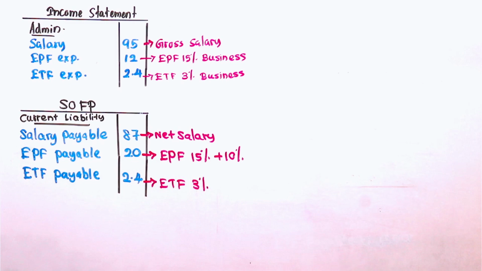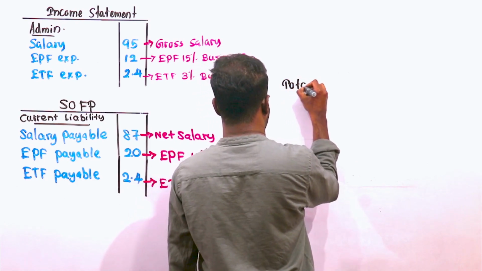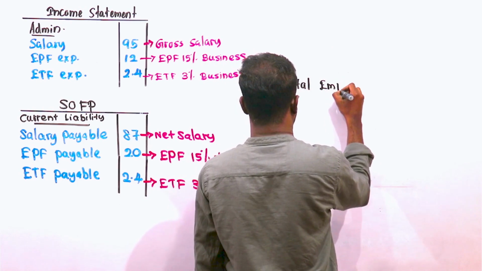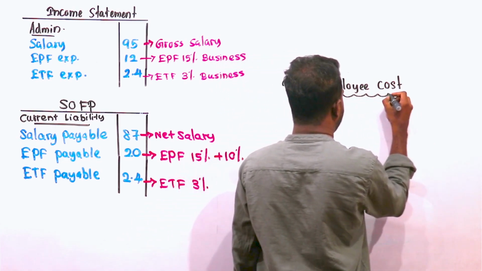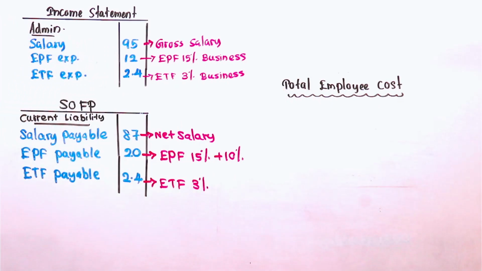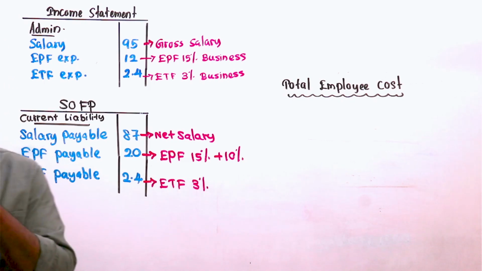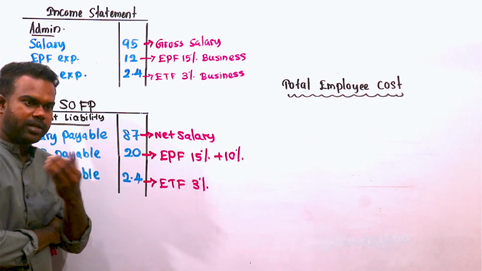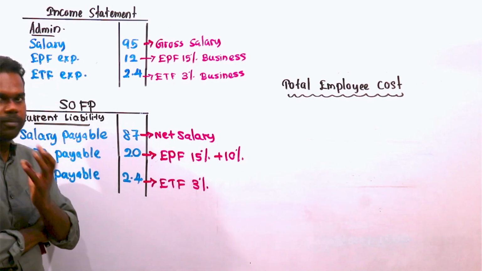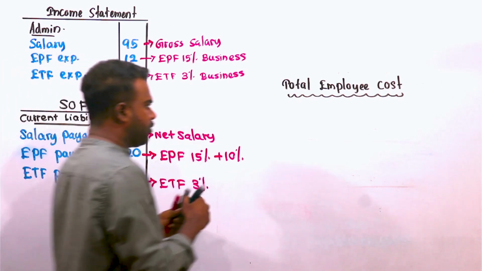Now separately write down the total employee cost. Can anyone tell me how much the total employee cost should be? How much are the total expenses regarding employees to the business? Total salary expense, EPF and ETF.